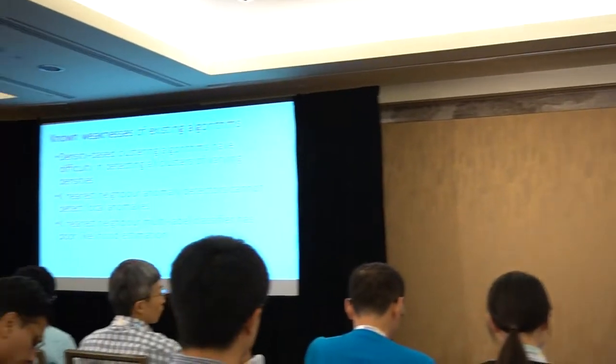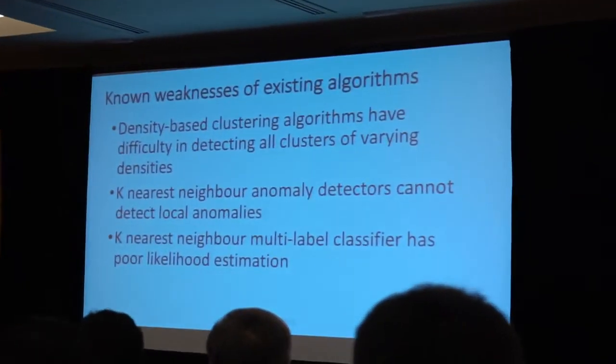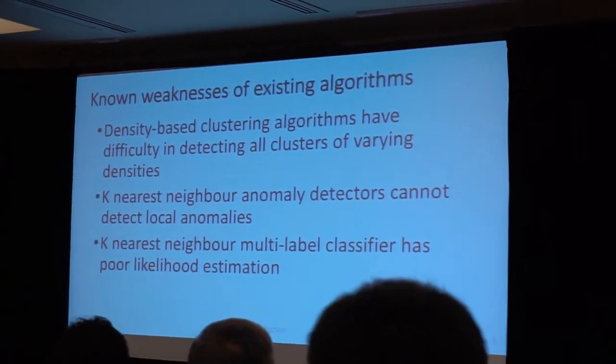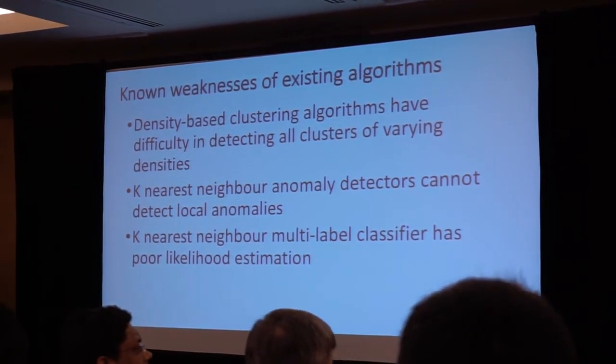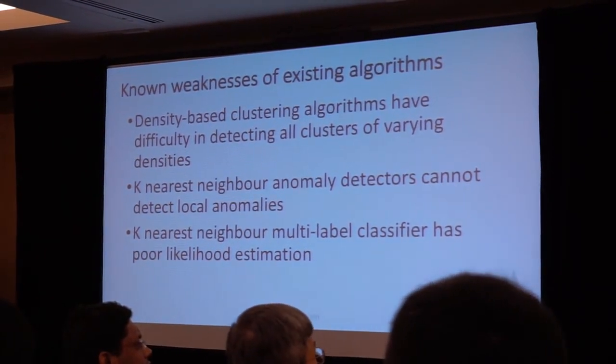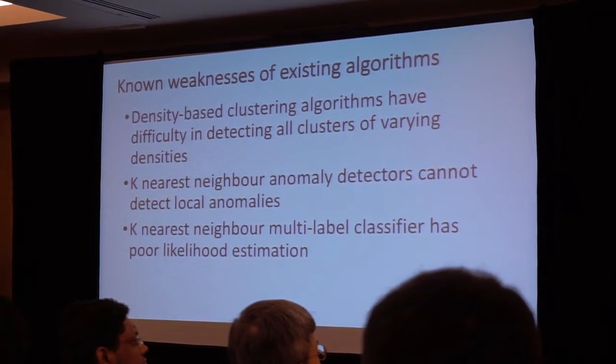The second one is the k-nearest neighbor anomaly detector. Again, this is a known problem, and there's a known solution also. If you're using nearest neighbor, there's a problem detecting local anomalies. And then there is the k-nearest neighbor classifier. Again, this is less well known, but it is a known problem to us, due to the likelihood estimation of the k-nearest neighbor.